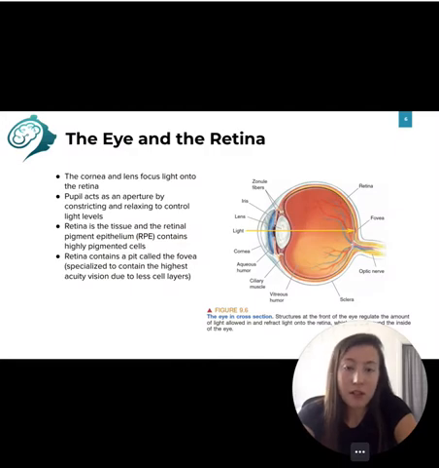So, of course, the signal that we're processing is light. It starts from photons. So we need some way to deal with that, and that is the eye. So the cornea and the lens focus light onto the retina, which is the back of the eye. The pupil acts as an aperture by constricting and relaxing to control light levels. And the retina is the tissue, and the retinal pigment epithelium contains highly pigmented cells. The retina contains a pit called the fovea, which is specialized to contain the highest acuity vision due to less cell layers.